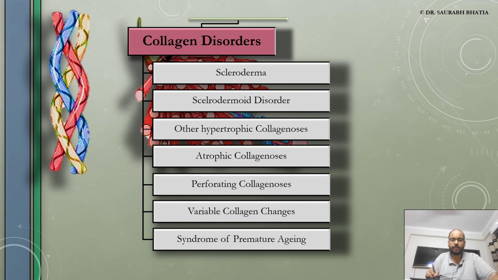Let me draw or attempt to draw a straight line. So we'll cover these. The variable collagen changes and syndromes of premature aging are actually beyond the scope of this lecture. It's not that important, but we'll have to cover scleroderma, sclerodermoid disorders, atrophic and perforating collagenoses a bit in detail. Let's move forward and we will start our discussion first with scleroderma.